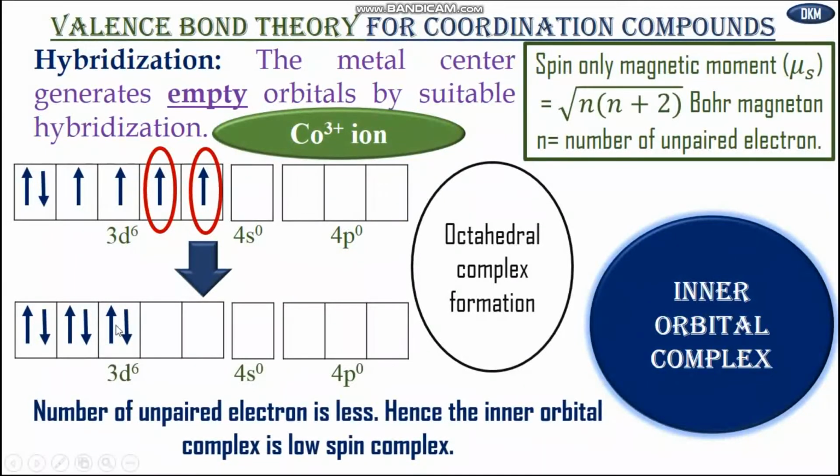These two vacant 3d orbitals take part in the hybridization along with 4s and 4p orbitals. But to do this, the number of unpaired electrons reduces. In this case, the number of unpaired electrons is 0. That is, the spin only magnetic moment is 0. Hence, the inner orbital complex is called low spin complex.